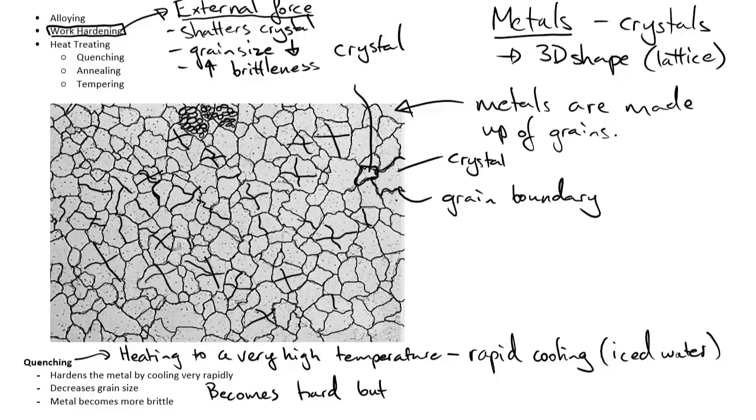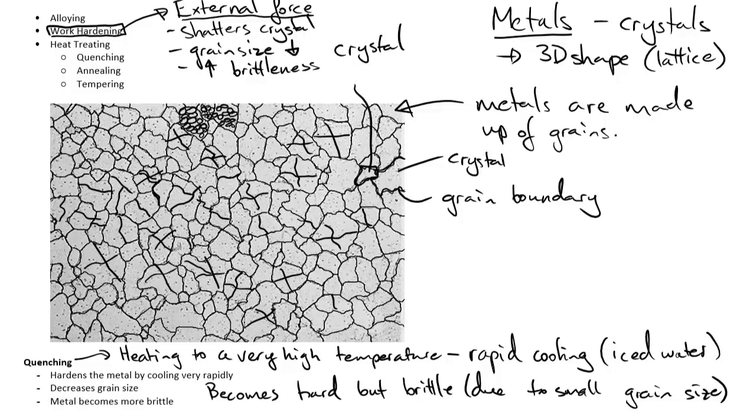But the downside of it is it becomes brittle due to small grain size. So this is very important. The grain size creates the brittleness, the small grain size.